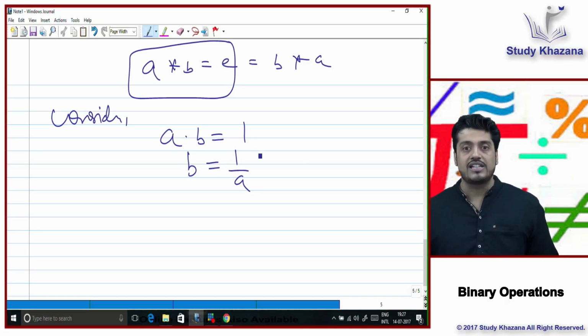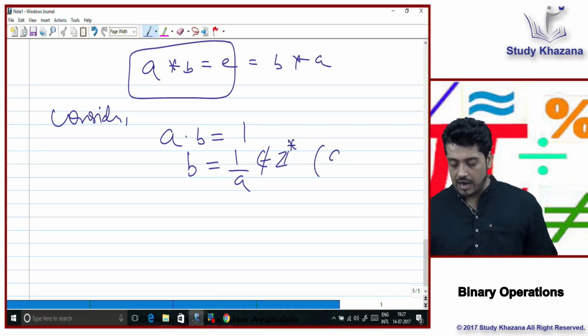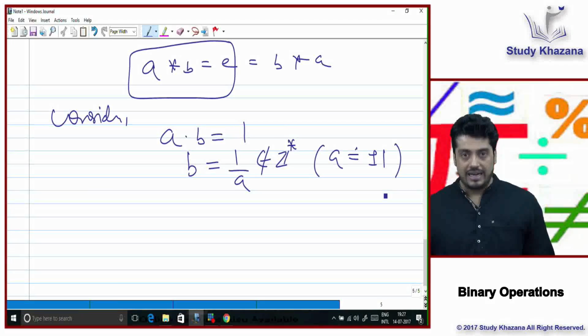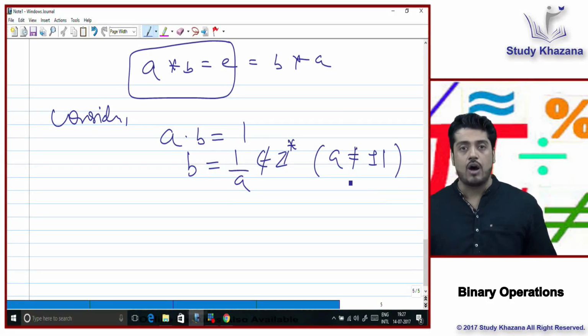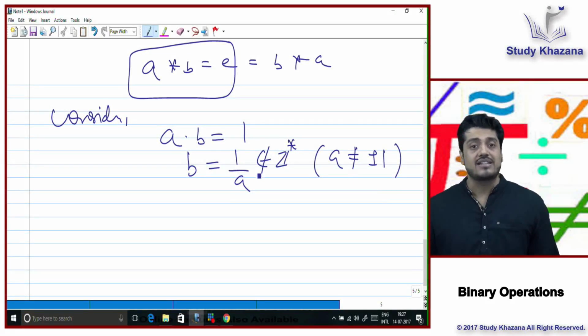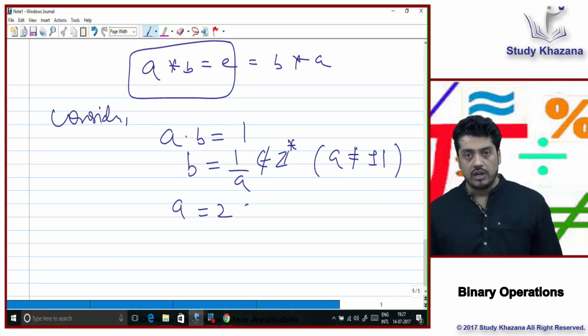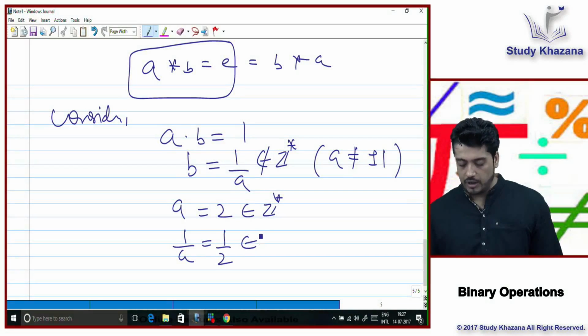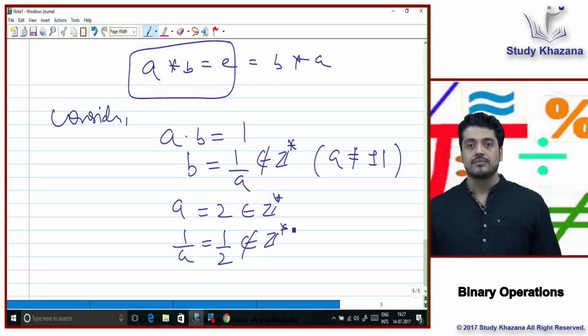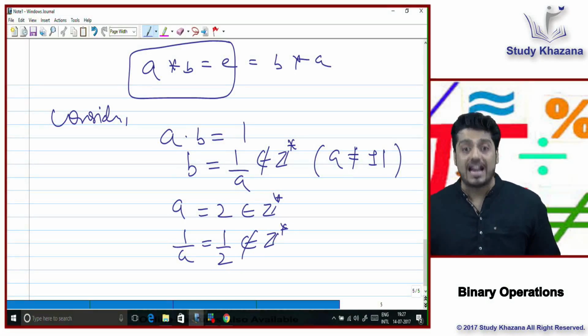ये कहां belong करना चाहिए? Z star में. पर मैं कहता हूं कि ये Z star में belong ही नहीं करता अगर A की choice plus minus 1 के अलावा कुछ भी और हो तो. अगर A जो है प्लस माइनस 1 ना हो तो ये एलिमेंट कभी भी Z स्टार में आएगा ही नहीं. What I am saying is, if I take A equal to 2, clearly 2 एक नॉन जीरो इंटीजर है. If I consider 1 by A, it will be 1 by 2. 1 by 2 does not belong to Z star. क्यों? क्योंकि 1 by 2 एक रैशनल नंबर है, नॉन जीरो इंटीजर नहीं है.